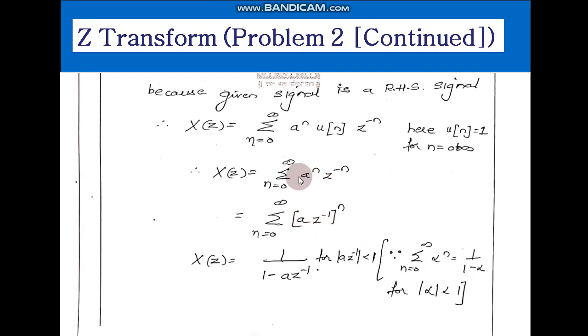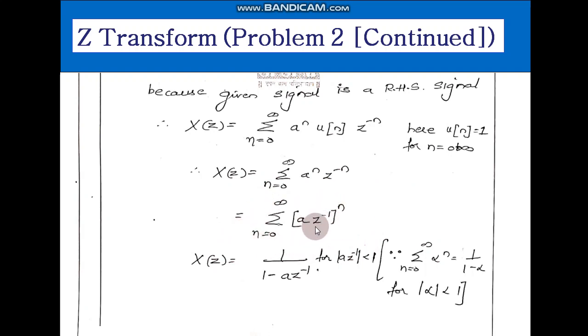If I take n only outside, actually it is a raised to 1 and z raised to minus 1. So a raised to 1 is a itself, and z raised to minus 1 is raised to this n. I have taken it as a common part. So the sum from n equal to 0 to infinity of (a z inverse) raised to n is what we are left with.